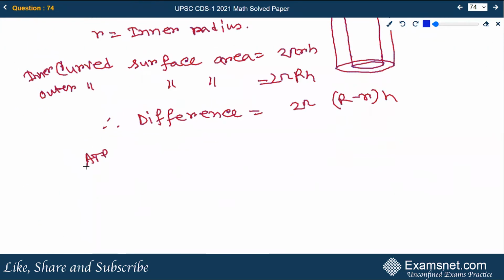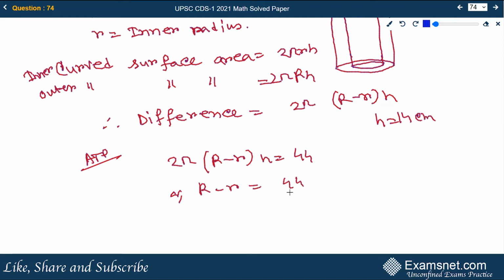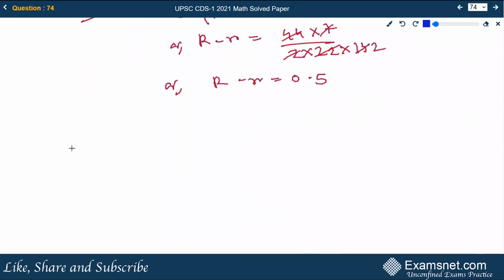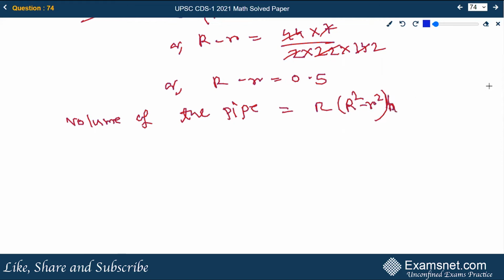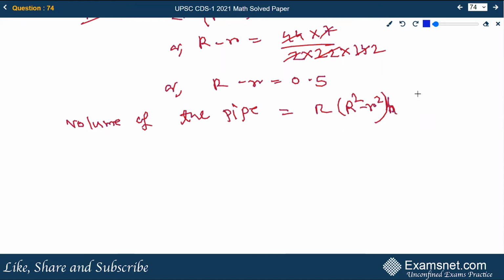According to the problem, I can write 2 pi (R minus r) h equals 44, and also h is 14 centimeter long. So the value for R minus r is 7 by 14, so half, that means 0.5. Now also the volume of the pipe, the formula is pi r square h. This is the volume for the pipe that is made up of a metal.